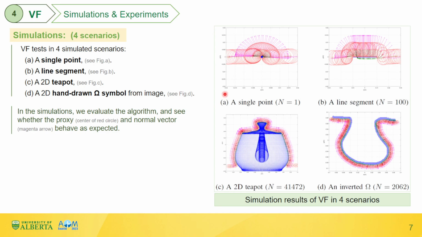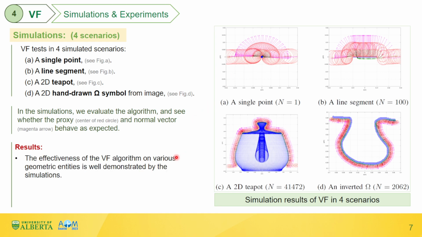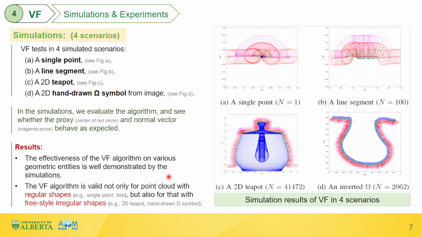Note that in the figures, the proxy is represented by the center of the red circles while the normal vector is represented by the magenta arrows. The results show that the effectiveness of the VF algorithm on various geometric entities is well demonstrated by the simulations. And the VF algorithm is valid not only for point clouds with regular shapes, for instance, the single point and the line segment, but also for those with freestyle non-regular shapes, for instance, the 2D teapot and the hand-drawn omega symbol.